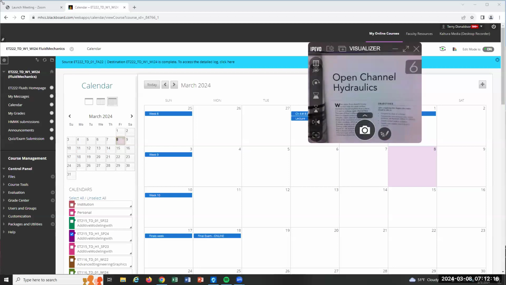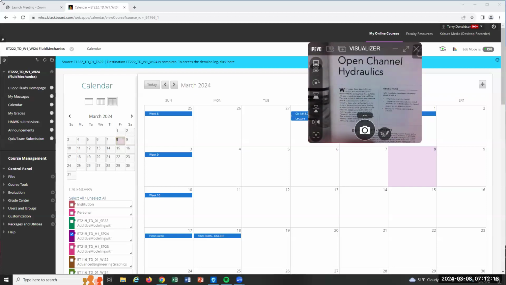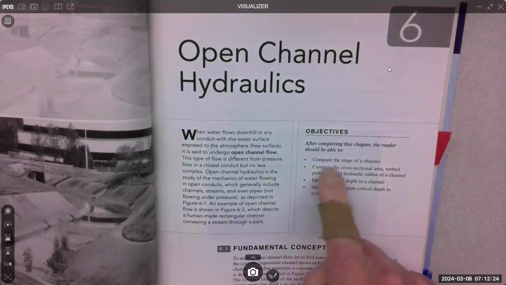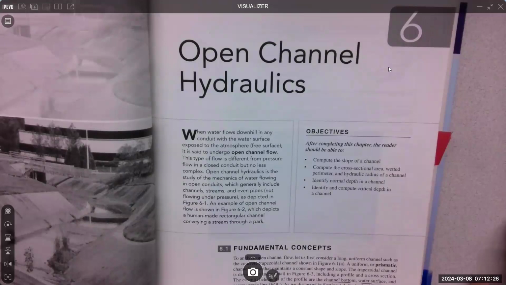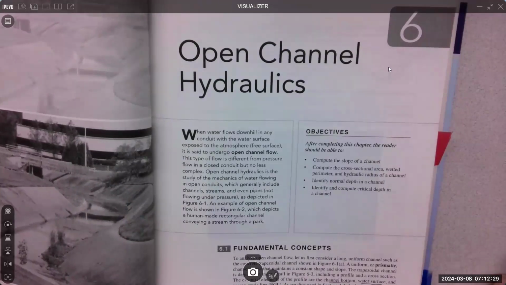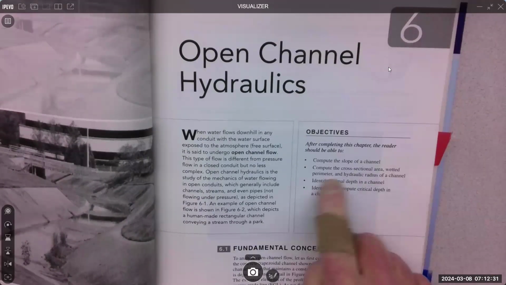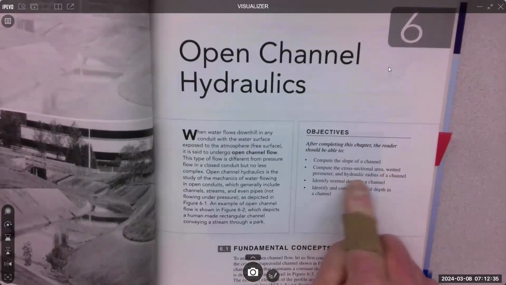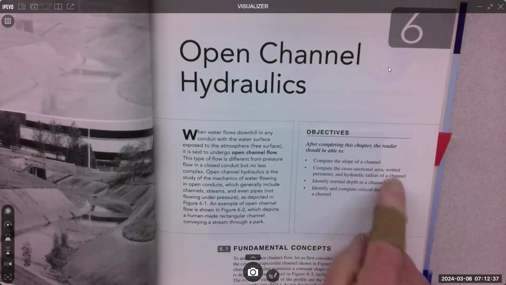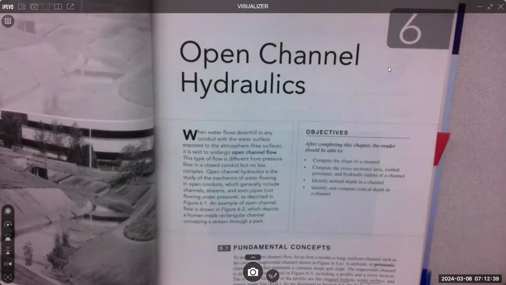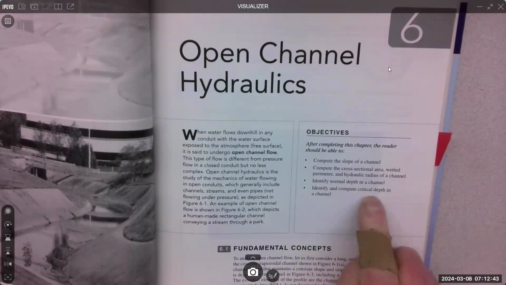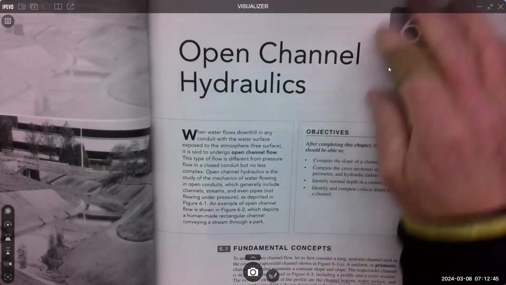So it starts in chapter 6, and we're just going to do a portion of this. You can see that it talks about computing the slope of a channel. That's pretty straightforward. Compute the cross-sectional area, the wetted perimeter, that's the part of the perimeter that's wet, and the hydraulic radius. So that's all very straightforward. Normal depth and critical depth is a little more problematic. So let's do it.